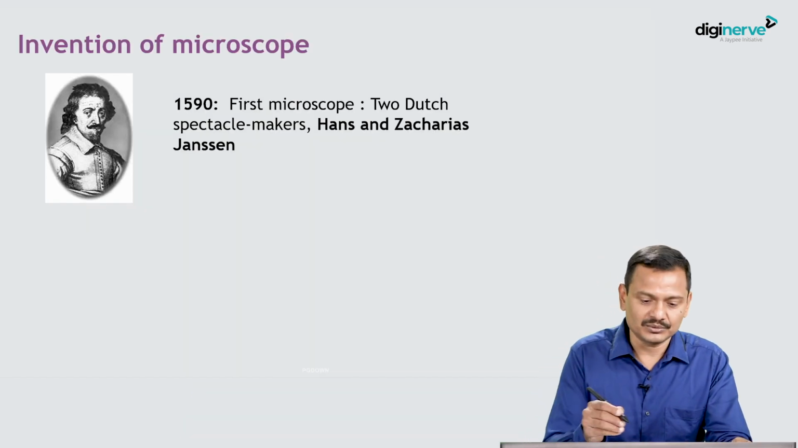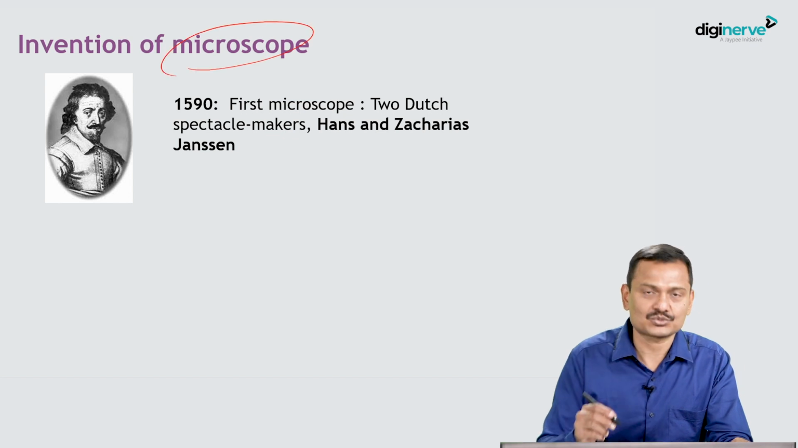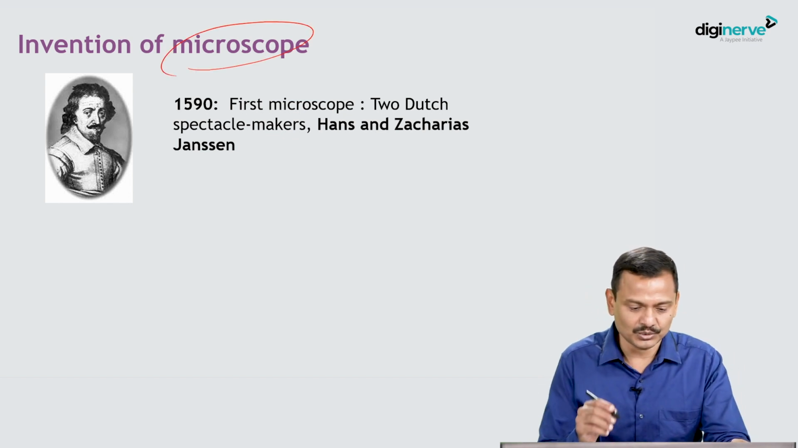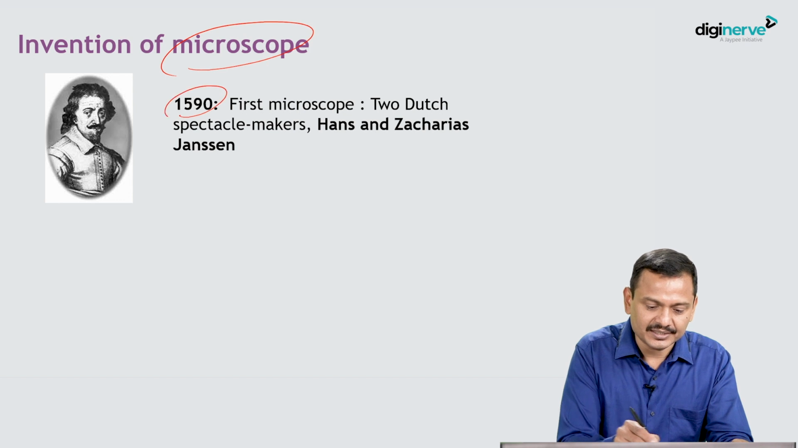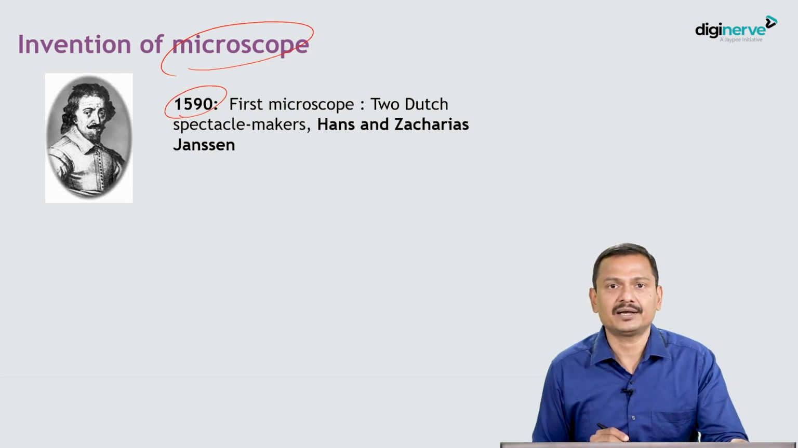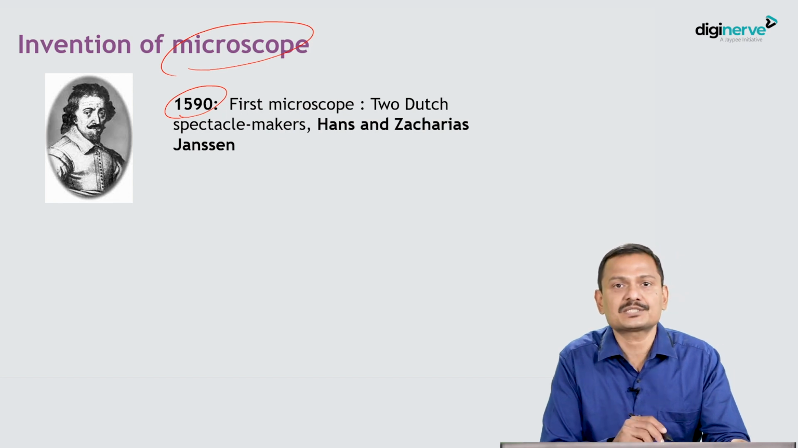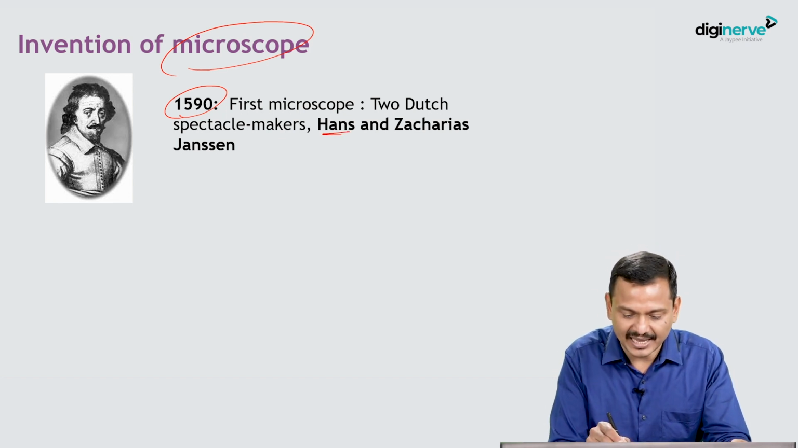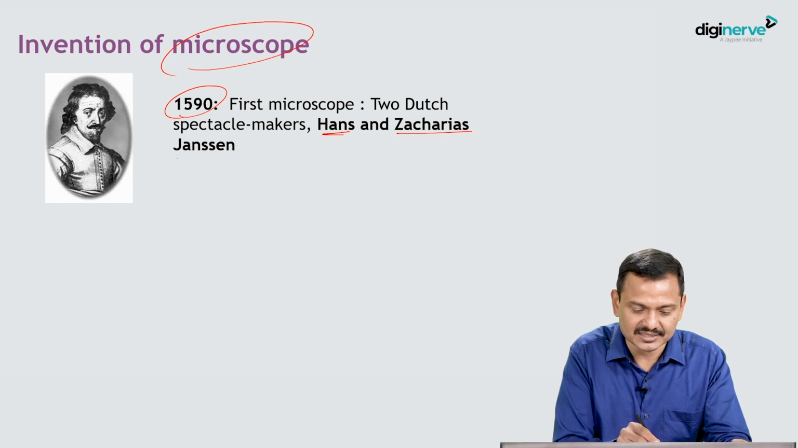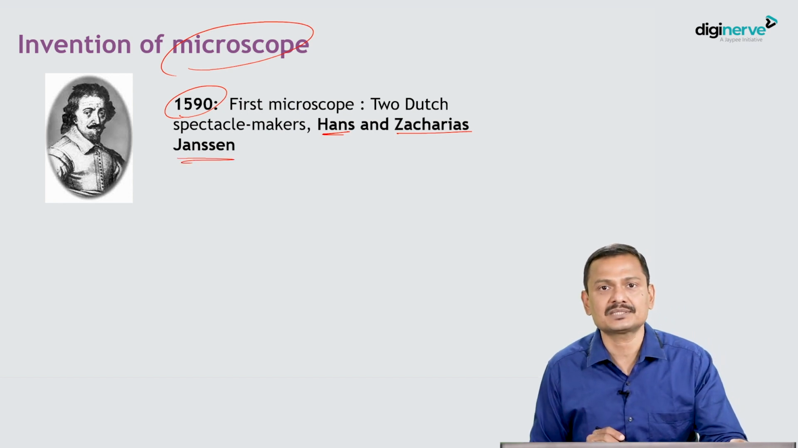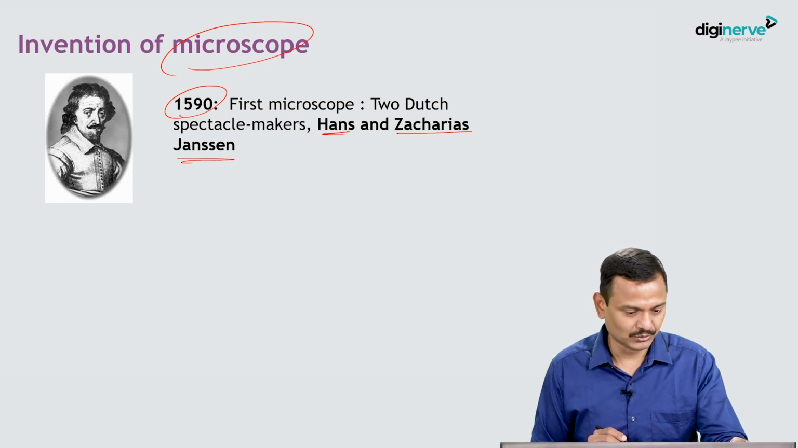First, we will know a little bit about the microscope. The first microscope was invented in the year 1590 and two father-son duo who were spectacle makers, that is Hans and Zacharias Janssen, they were the persons credited to have invented the first microscope.